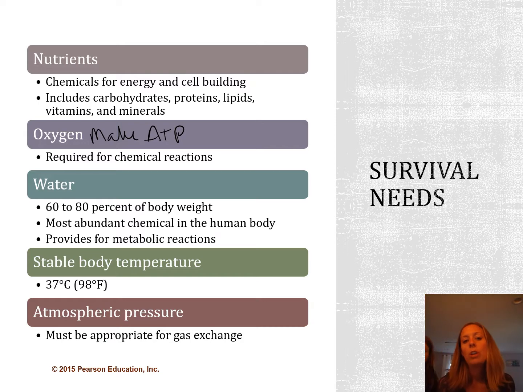Next one, water. Water is going to make up 60 to 80% of your body weight. It's actually the most abundant chemical in the human body, and it's going to control a lot of the reactions that happen in your body. A lot of them are hydrolysis, meaning you add water and it breaks things, or you take away water and it makes things. So water is really important for us.